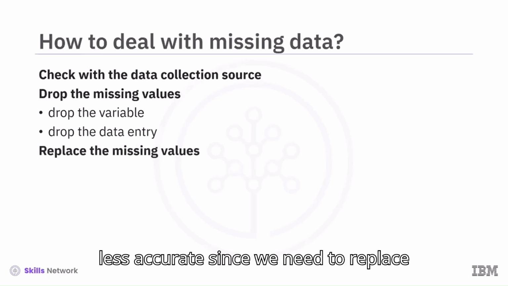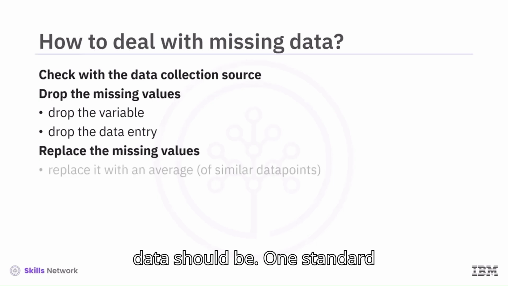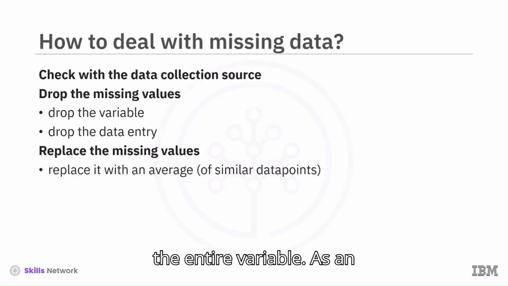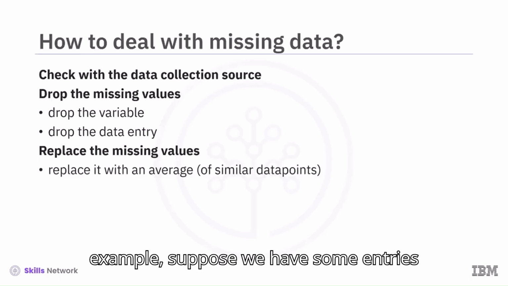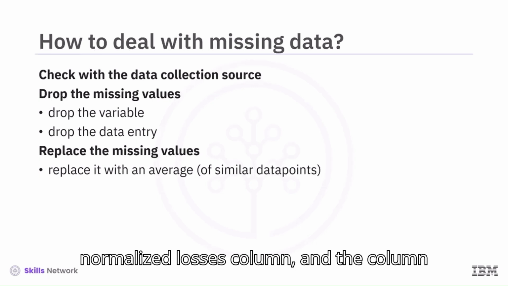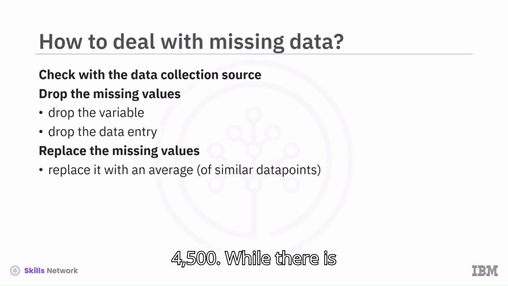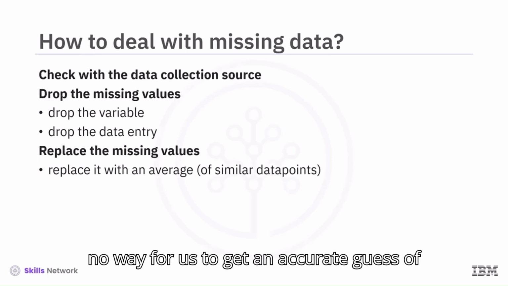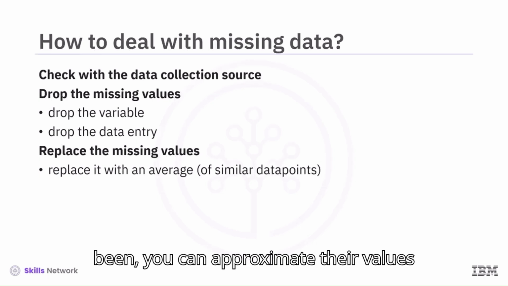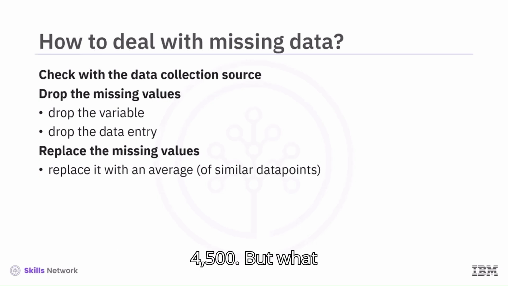However, it is less accurate since we need to replace missing data with a guess of what the data should be. One standard replacement technique is to replace missing values by the average value of the entire variable. As an example, suppose we have some entries that have missing values for the normalized losses column, and the column average for entries with data is 4,500. While there is no way for us to get an accurate guess of what the missing values under the normalized losses column should have been, you can approximate their values using the average value of the column, 4,500.